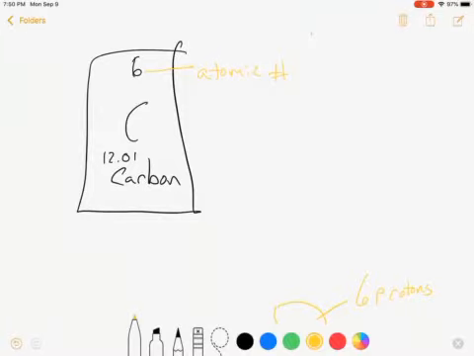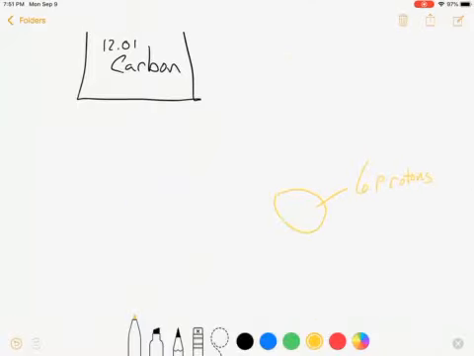My atomic number is also known as my proton number, but the people that were figuring this out in the beginning didn't really know that yet, and so they just called it the atomic number. All right, so that's happy and good. All right, so in our nucleus we have 6 protons.